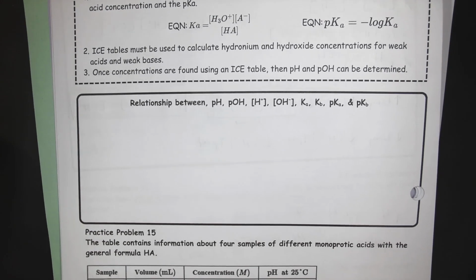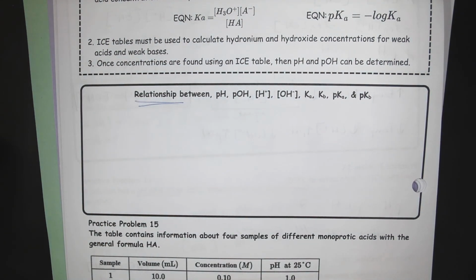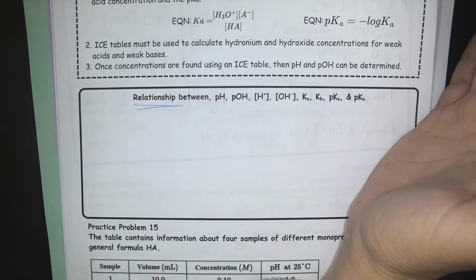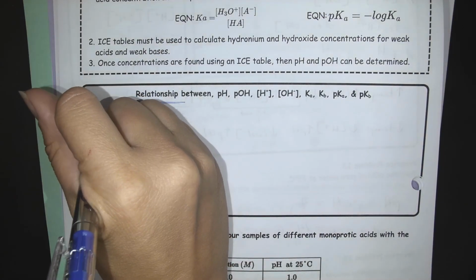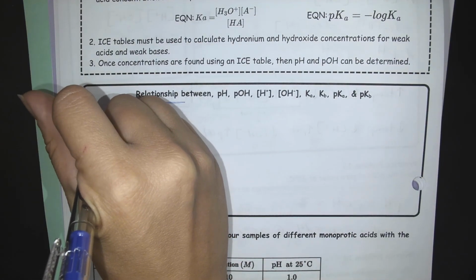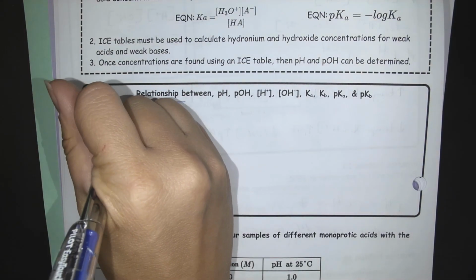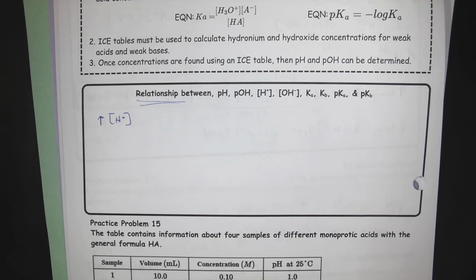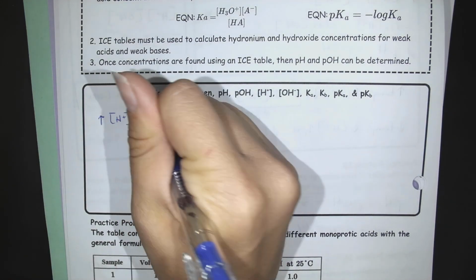One thing that's really important is recognizing relationships between values. There are so many questions that you don't have to calculate if you just know the relationship behind these things. So we've talked about this before. If we have a higher amount of H plus, this makes our item a stronger acid, okay? And stronger acids have lower pHs.